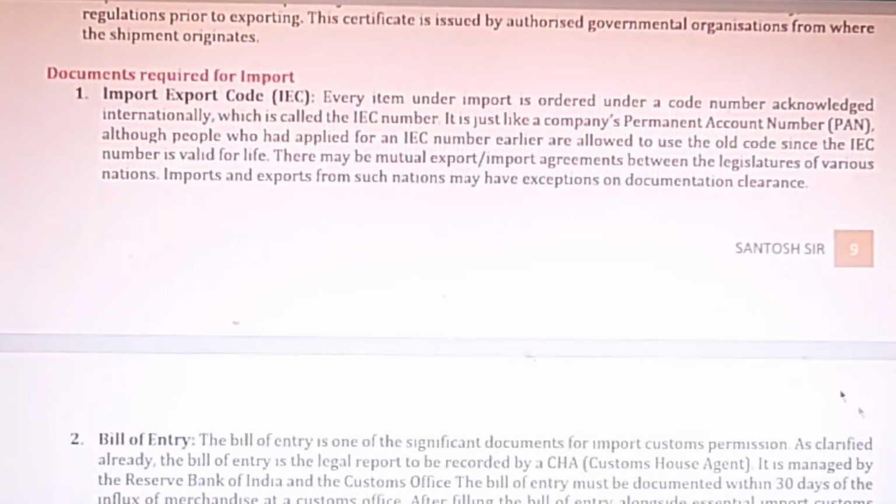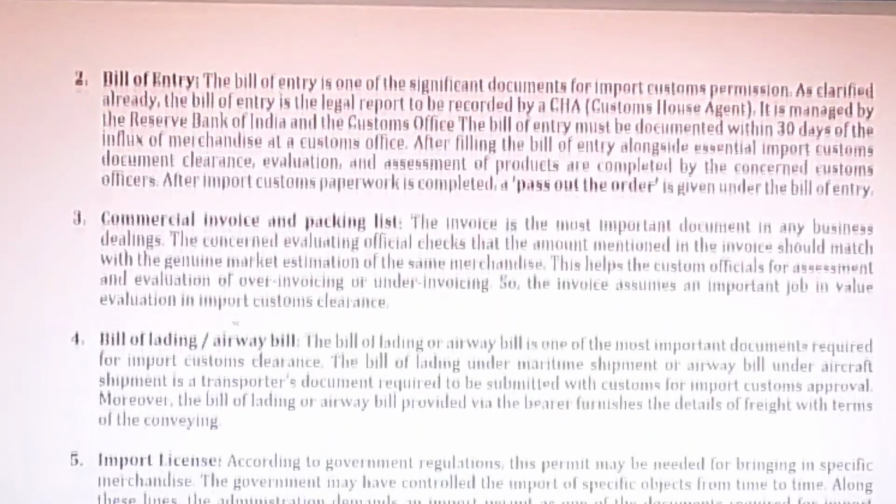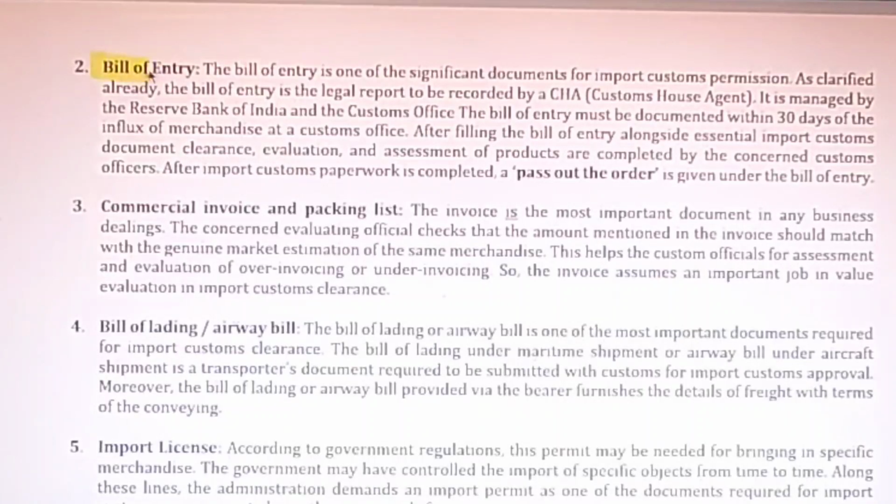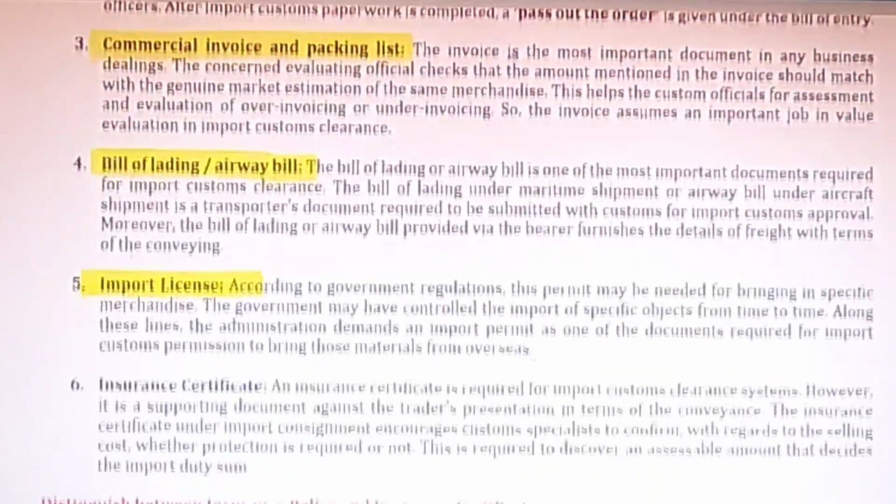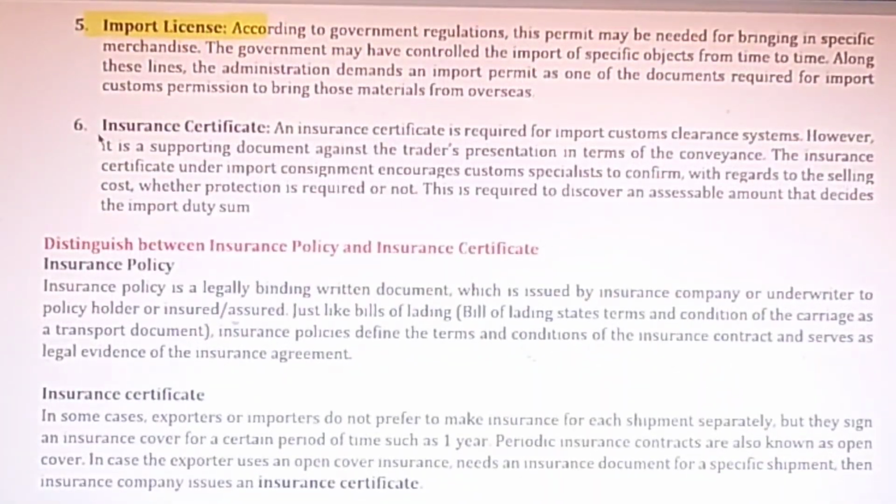The documents required for import trade. The first document is the Import Export Code, that is IEC code, which I just told you about. And the second one is bill of entry. Now, this is the most important document, bill of entry. Then the third one is commercial invoice and packing list. So this document is also required. Then bill of lading or airway bill. It is also required by the importer. The importer must possess a valid import license and insurance certificate. So these are the important documents.